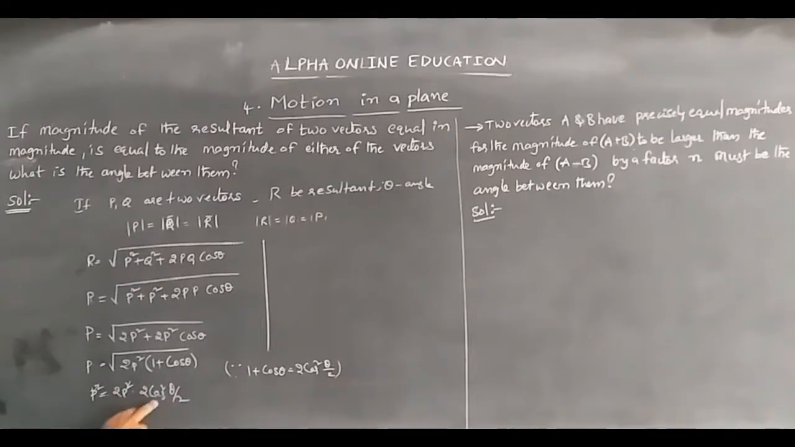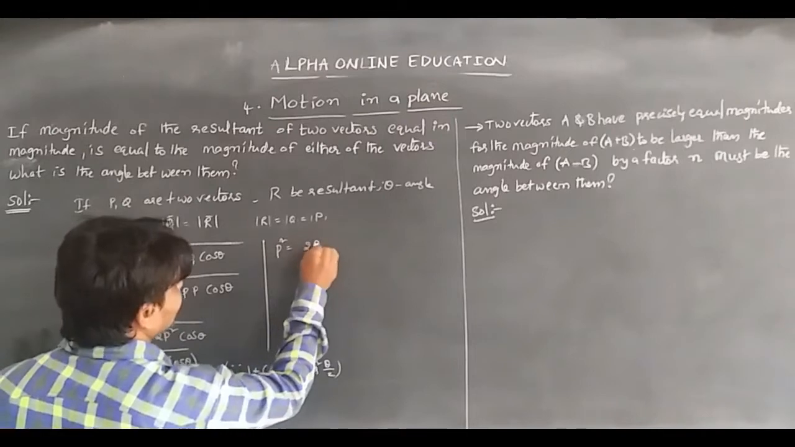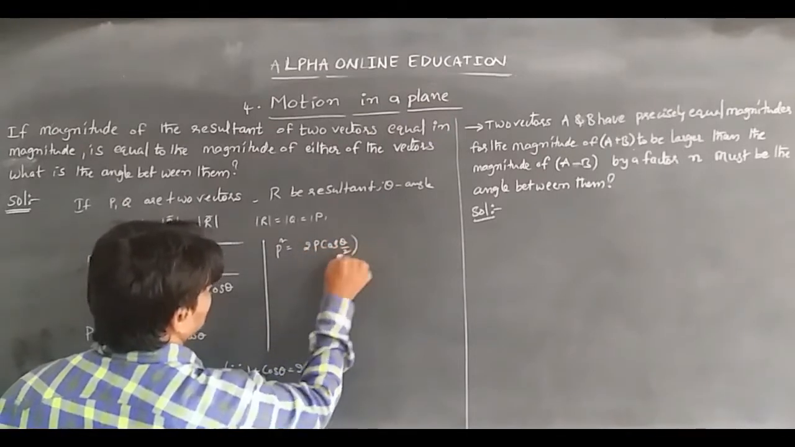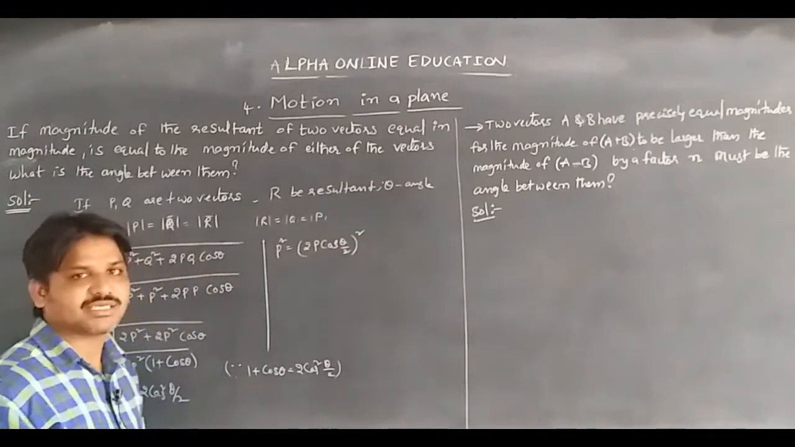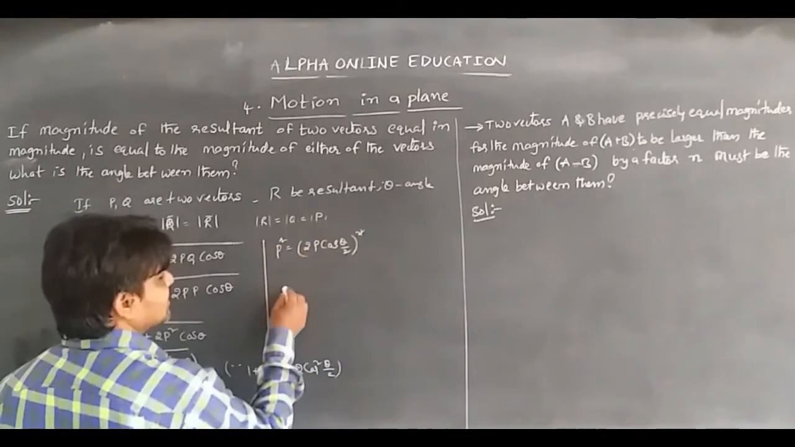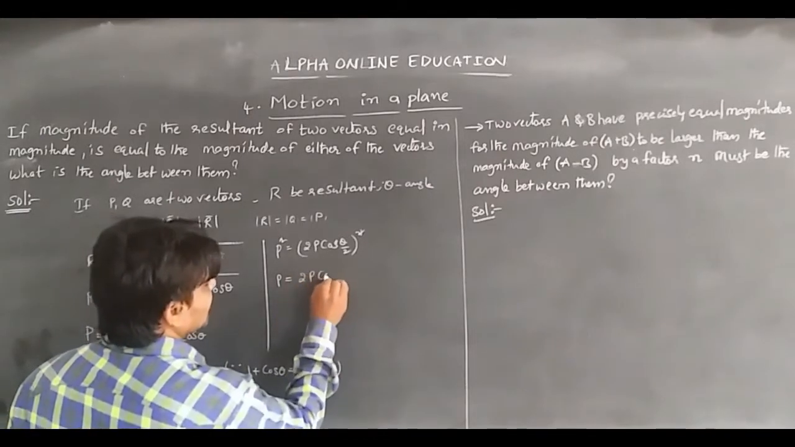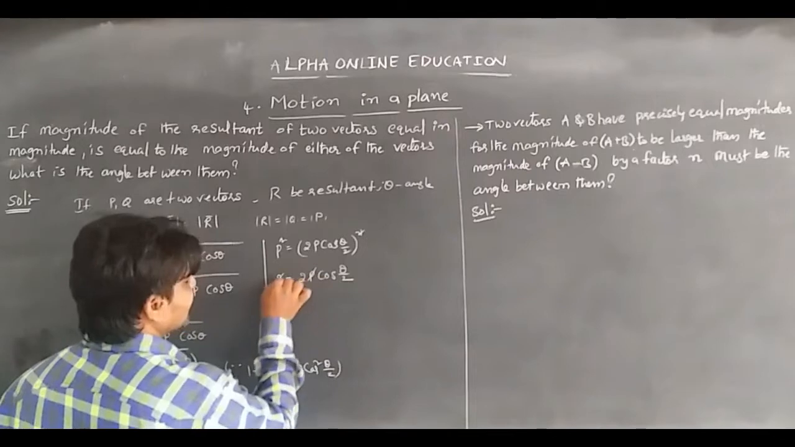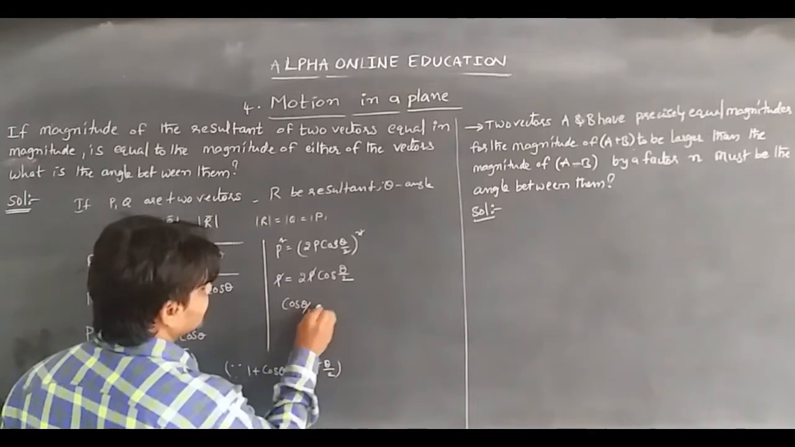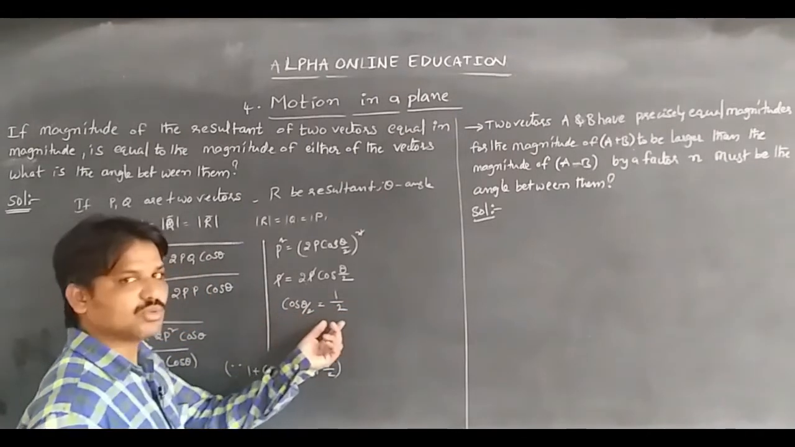Alternatively, without cancelling, we can write that P square is equal to 2P cos theta by 2, whole square. Instead of cancelling P square, we write it like this, then the square gets cancelled, and P is equal to 2P cos theta by 2. Then P gets cancelled, and when 2 is taken to this side it becomes the denominator: cos theta by 2 is equal to 1 by 2.